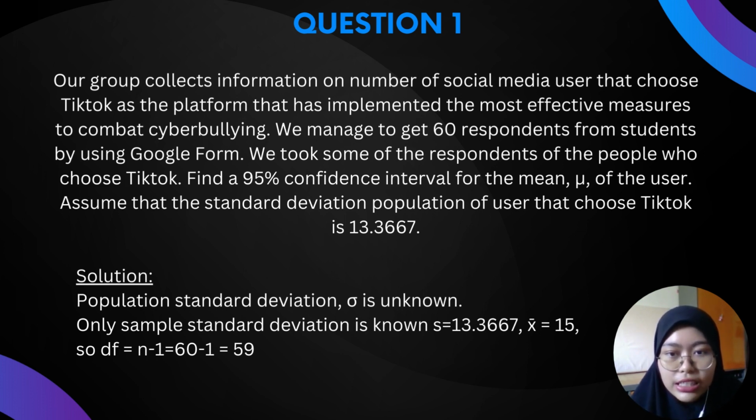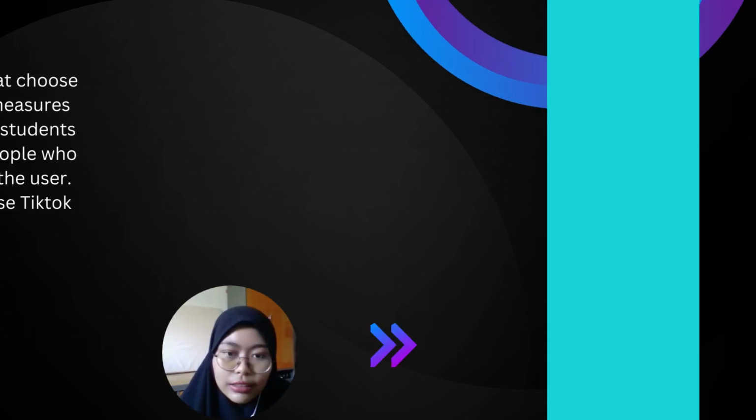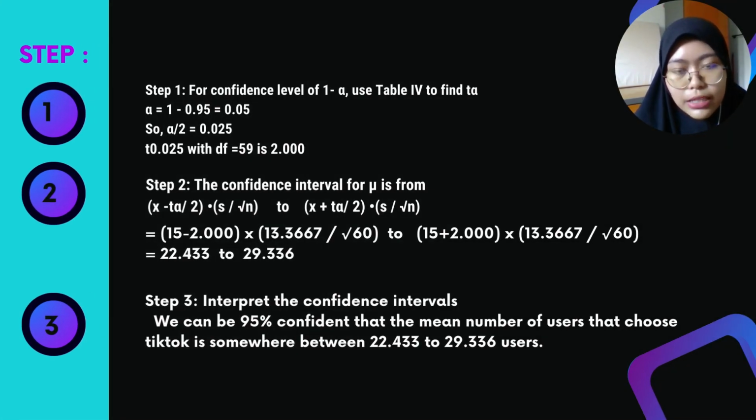So we don't know the population standard deviation. We only have the sample standard deviation, which is 13.3667, and the observed mean is 15. So the degrees of freedom, which is n minus 1, we will get 59. Okay, so to find the 95% confidence interval, first we have to find the confidence level of 1 minus alpha. So 1 minus 0.95, and we will get 0.05. So in the t distribution, we have to divide the area by 2. So we will get 0.025. So the t value having area 0.025 with 59 degrees of freedom, we can find in Table 4, and we will get 2.000.